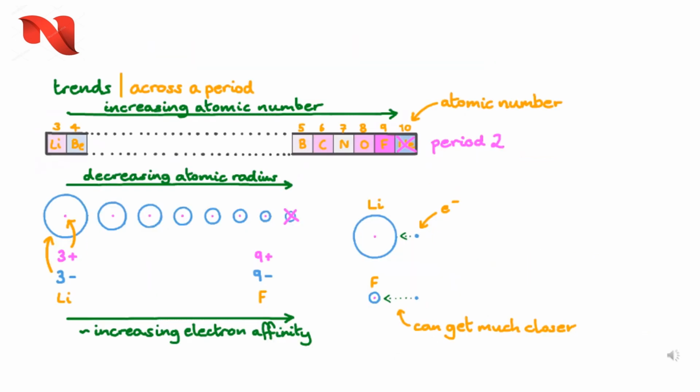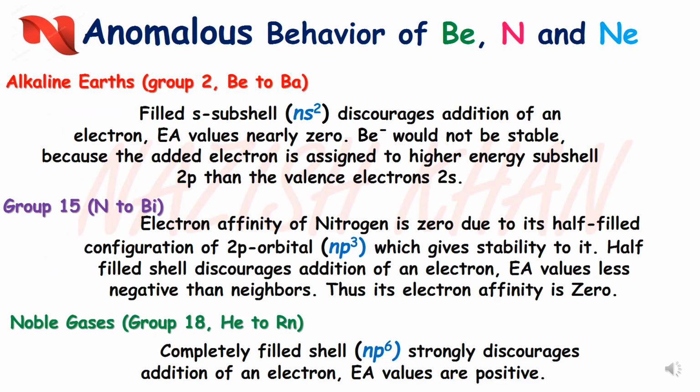Students, now let's imagine this extra electron being introduced next to a lithium or a fluorine atom. The electron approaching a fluorine atom can get much closer to the nucleus before being repelled by the electrons. So this is a basic explanation of why, in general, we see an increase in electron affinity going left to right across a period of the periodic table, students.